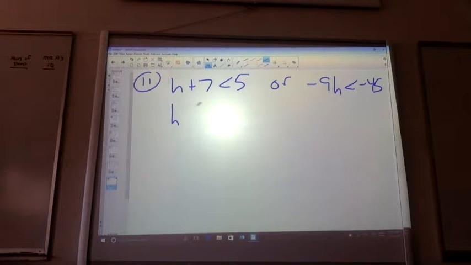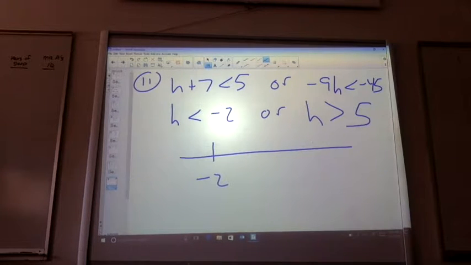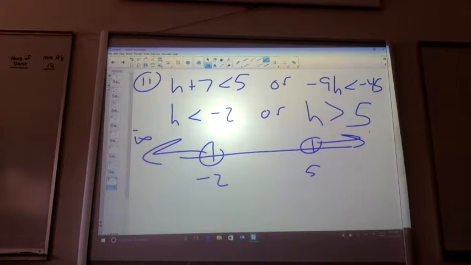So subtract 7 from both sides, so that's going to be negative 2. Or divide each side by negative 9, so the sign has to flip over. So I get that. So remember an OR, sometimes it might be best to look on a number line at what it looks like. This is going this way, and this is going this way. This goes to negative infinity, this goes to infinity.